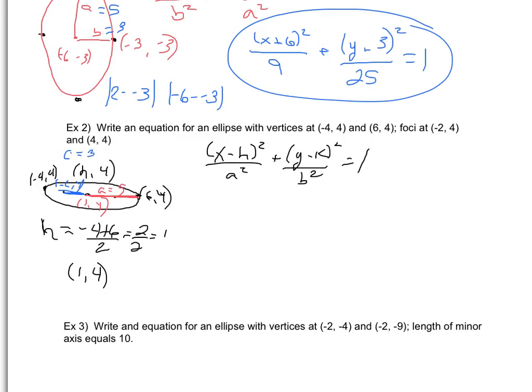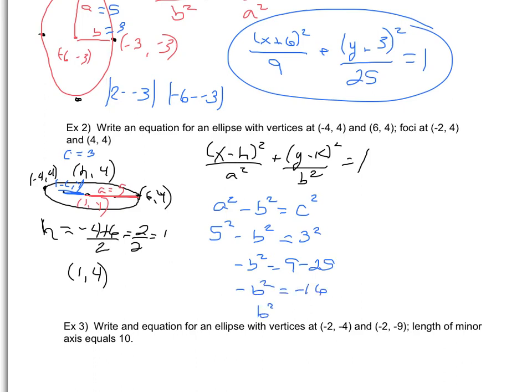The reason that's important is because if you look above in your notes, we have a formula that puts a, b, and c together. It tells us that a squared minus b squared equals c squared. So my a I decided was 5. I don't know my b squared, and my c is 3. So I will get -b squared equals 9 minus 25. So -b squared equals -16, which tells me that b squared must be 16. So now I have everything I need.